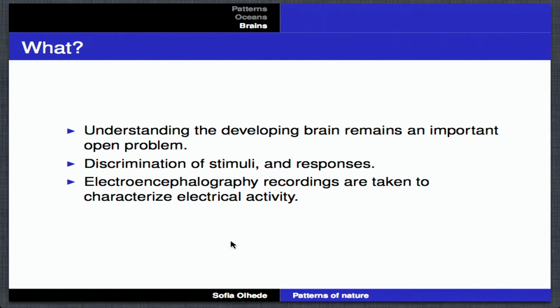So I work with a number of other scientists at UCL, and they're taking measurements of basically prematurely born infants, and they're trying to understand the developing brain using these different measurements. And one of the main goals is to discriminate between responses to different stimuli and understand how those responses actually change with time. And the main measurement we take here is electroencephalography, and that characterizes electrical activity of the brain.